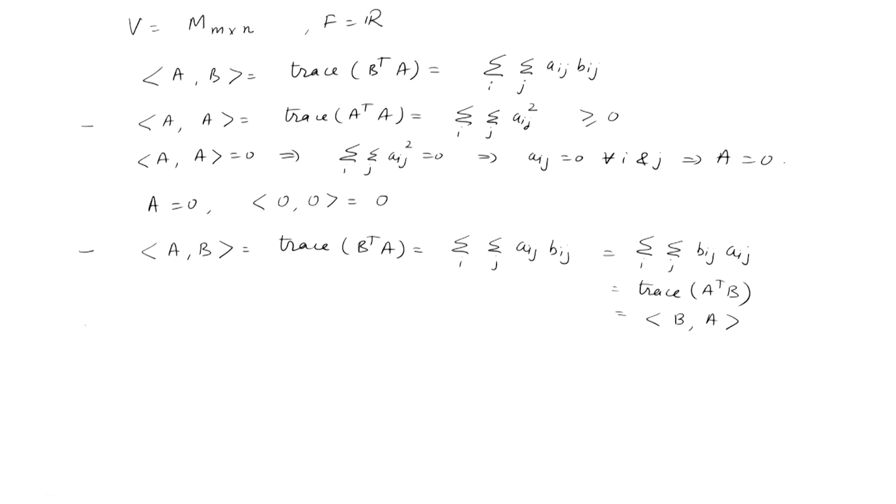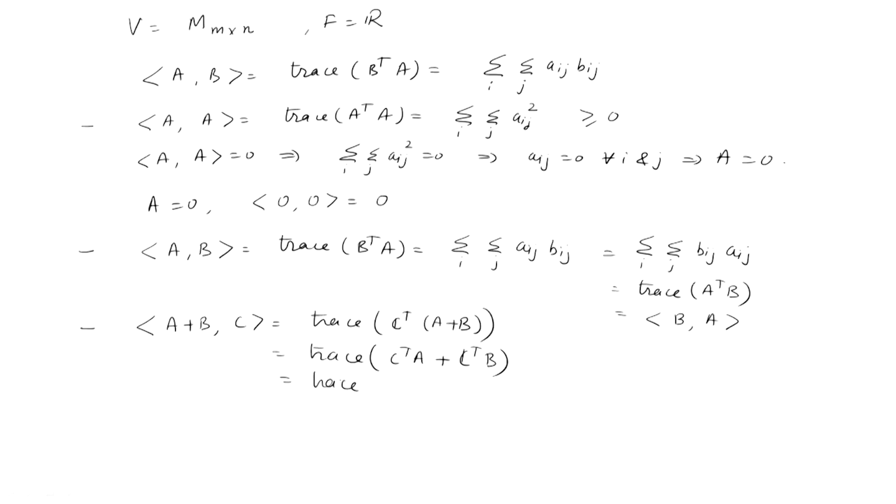Now, the third property is the inner product of A plus B and C, which is the same as trace of C transpose (A plus B) by the definition, which is trace of C transpose A plus C transpose B. By the property of trace, this can be written as trace of C transpose A plus trace of C transpose B, which is the inner product of A and C plus the inner product of B and C. So, the third property also holds.